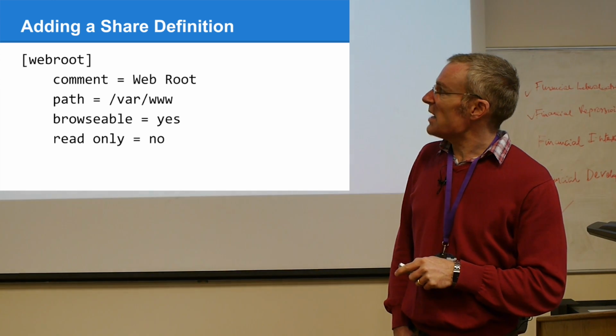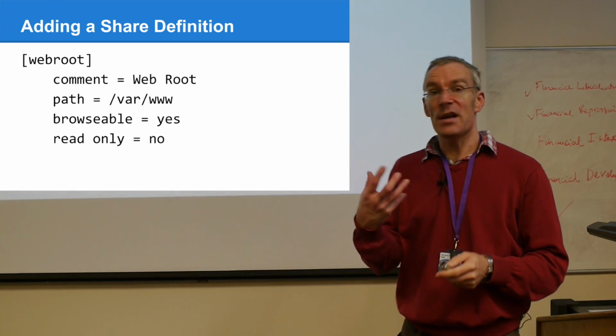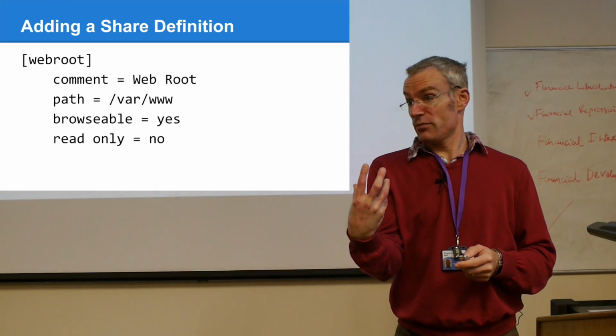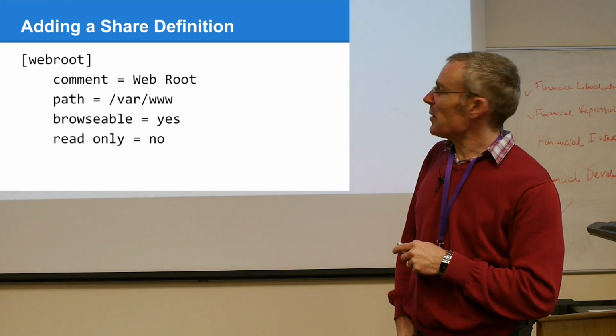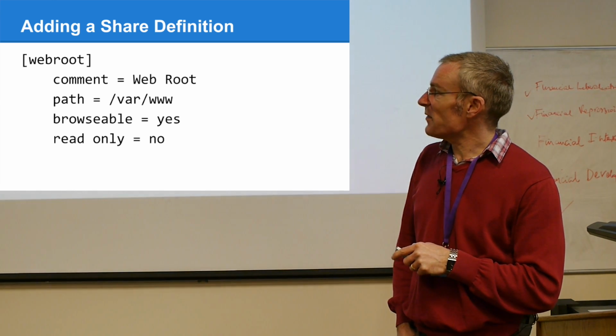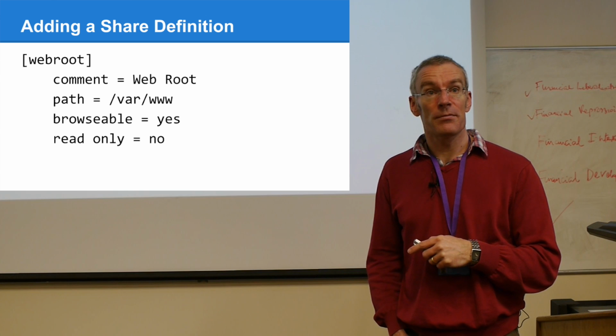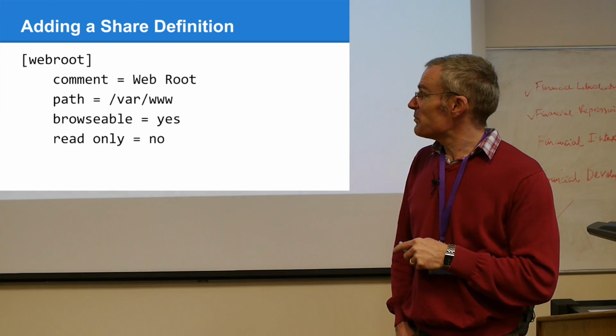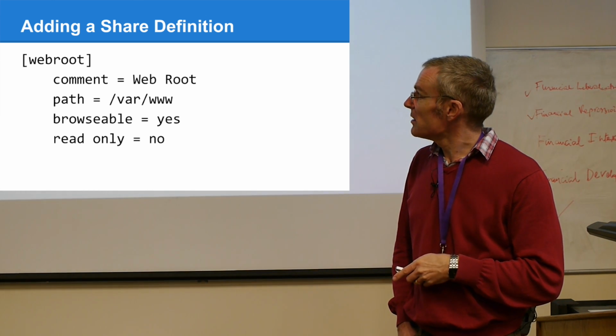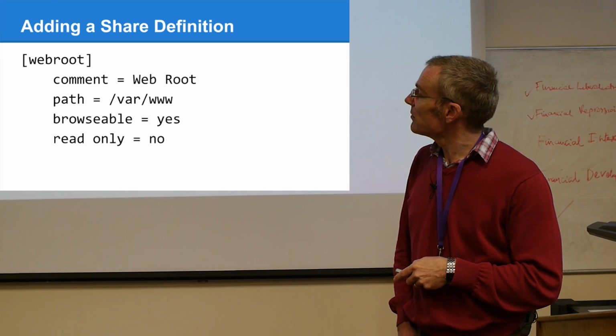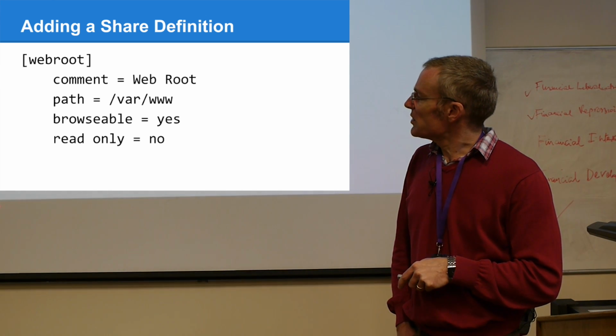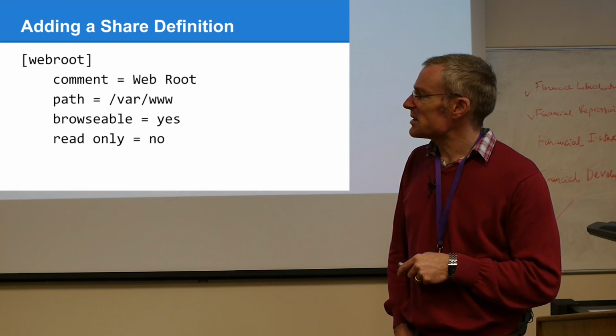So I've defined the name of my share, the name that appears when I connect to it from my desktop computer. I put my comment in. I specify the path I want to point to on the server. I specify it's browsable. I specify read-only. And there's another one there you might want to put in there. I might add this to the slide.